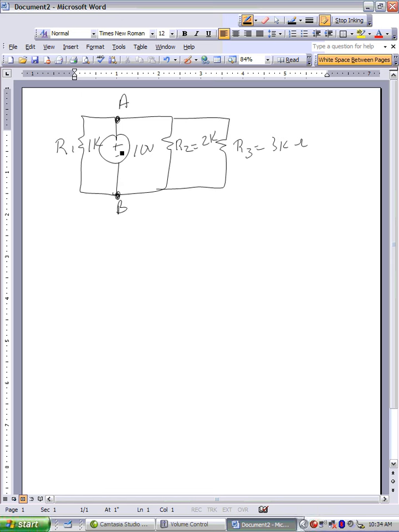Point A is connected to the top of resistor 1, top of resistor 2, and top of resistor 3. Point B is connected to the bottom of resistor 1, bottom of resistor 2, and the bottom of resistor 3. Everything is connected directly with each other and the 10 volt source. So I've got 10 volts across resistor 1, 10 volts across resistor 2, and 10 volts across resistor 3.